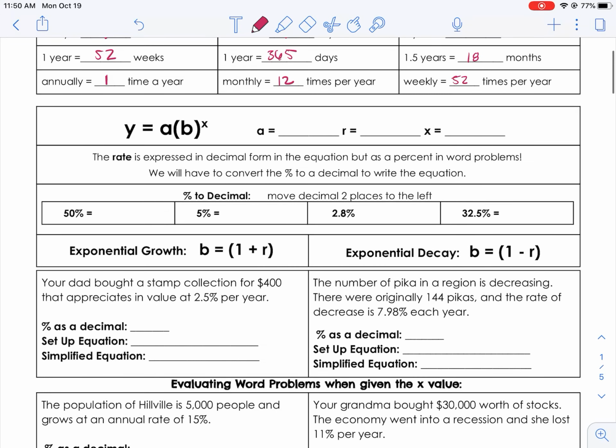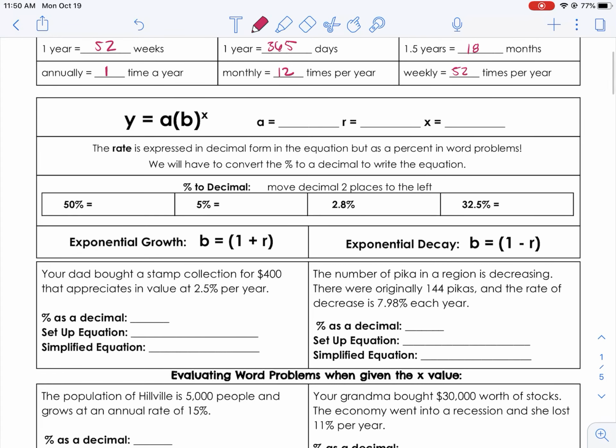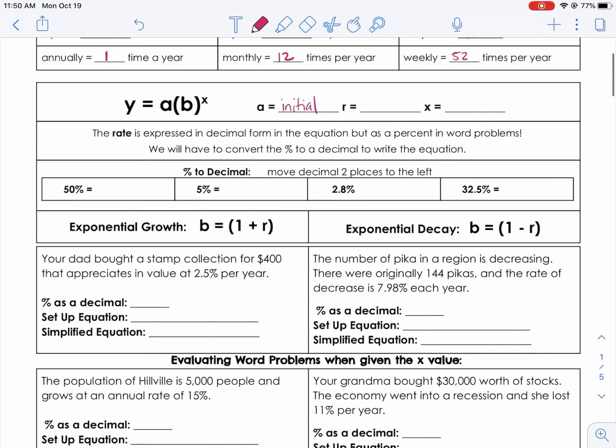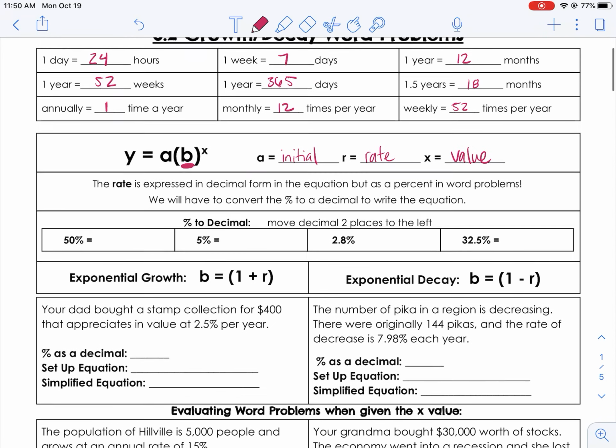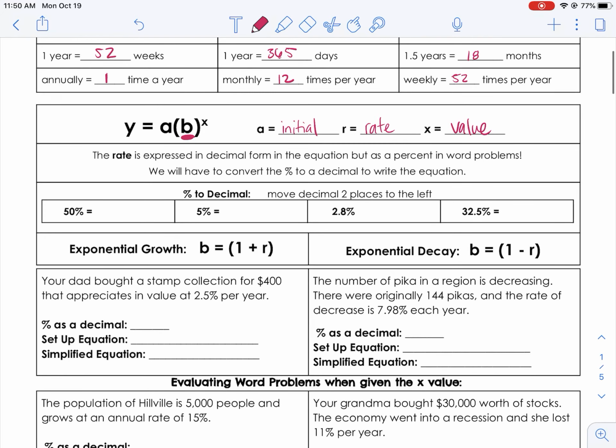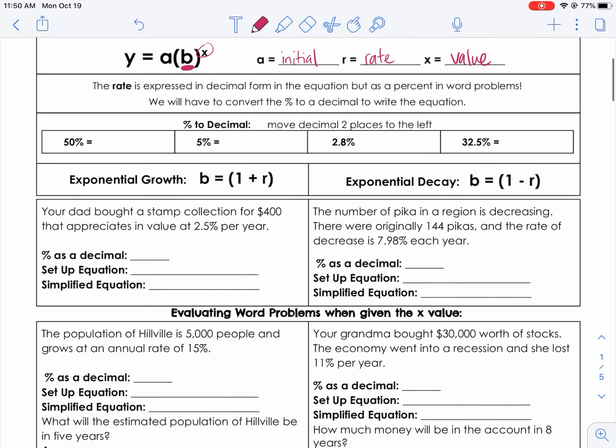And then let's look at the setup of an exponential function. y is always going to be our output, right? A we know is our initial value, or our starting value. And then r is going to be our rate of change, how much we're increasing or decreasing by. And we're going to use that to figure out our b term, or our exponential base. And then x is just going to be our value. So if it was like 7 days or 10 days, that's what we would plug in for that exponent there.